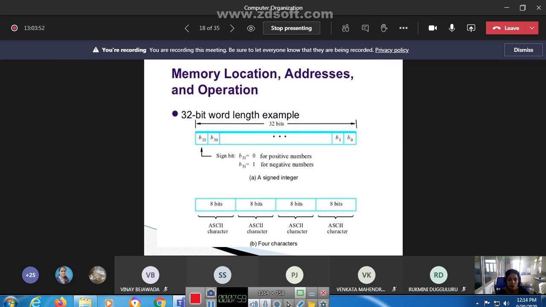Next, coming to memory locations, addresses and operations. This is another figure. In this we have a 32-bit word length. This is the length of the word, 32 bits. In this one word we are assigning bits. B means bit, and 31 is the value. Assigning from 0, how many bits? 32 bits we are going to assign.